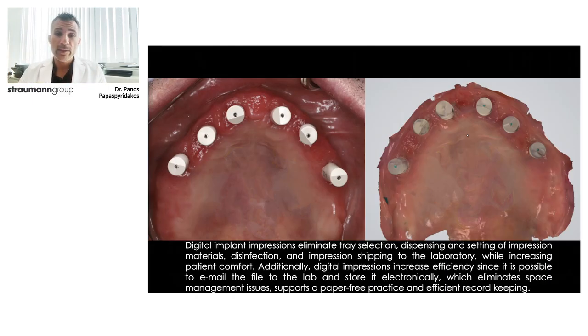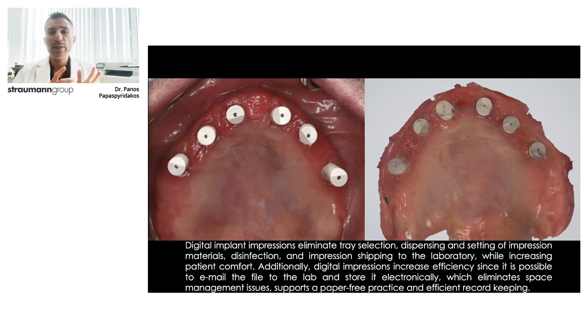You also eliminate the need to disinfect the material and the impression. Plus, you eliminate the impression shipping to the laboratory, while increasing patient comfort, because some patients might be sensitive and have a gag reflex. Loading a tray and putting the whole tray with the excess material running down the palate can be objectionable to some patients, especially the ones that have a severe gag reflex. This is eliminated with digital impression.